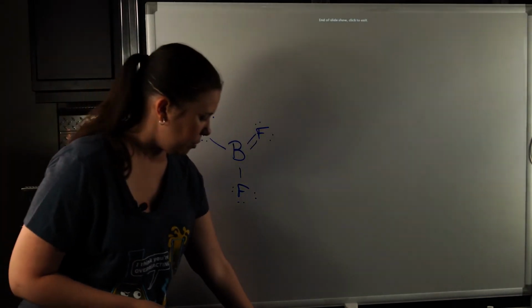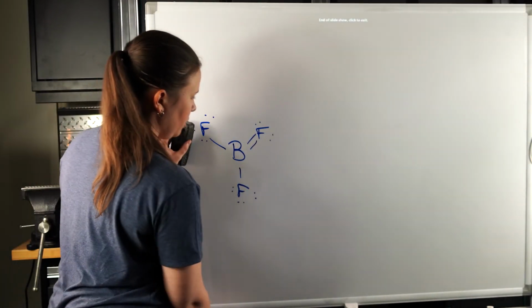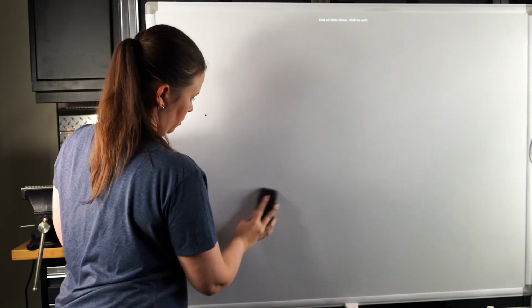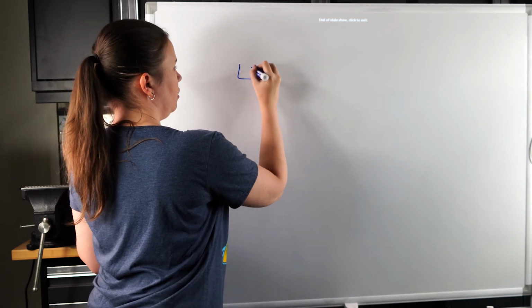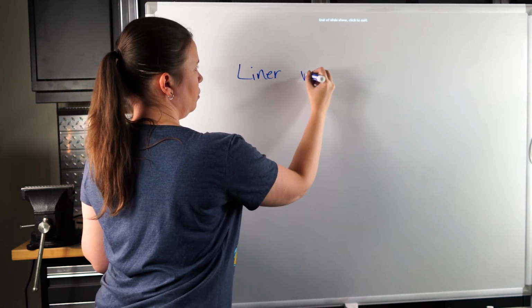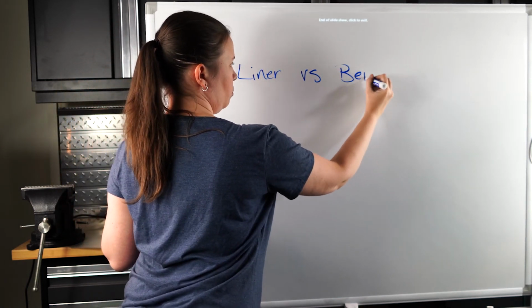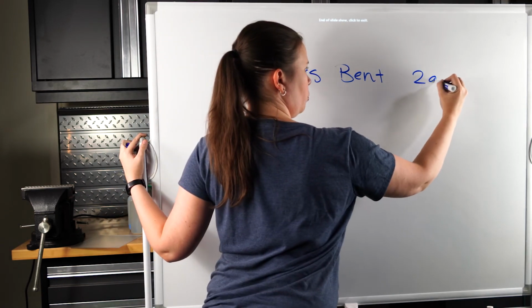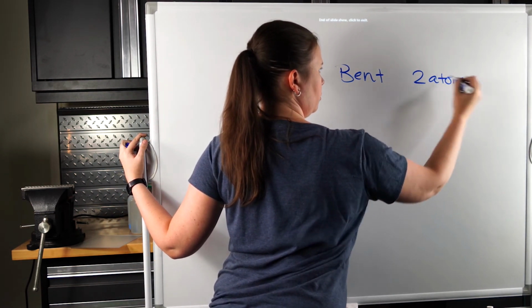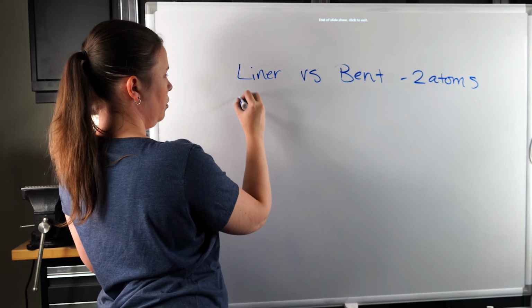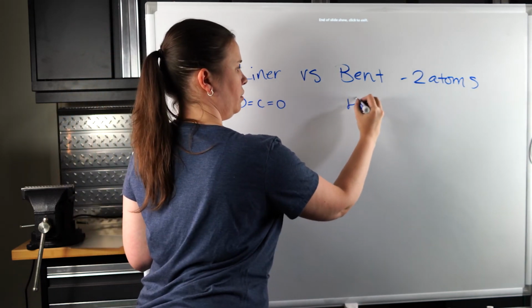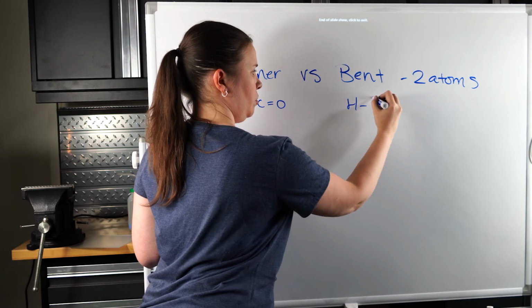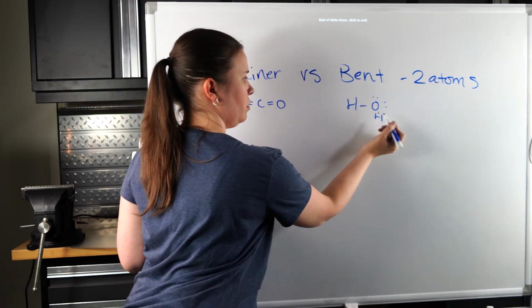So that's going to wrap up our shapes. Let me just kind of put together a quick little summary here. We have linear versus bent whenever we have 2 atoms attached. So with linear, you would need double bond, whereas bent, single bond, creating lone pairs.